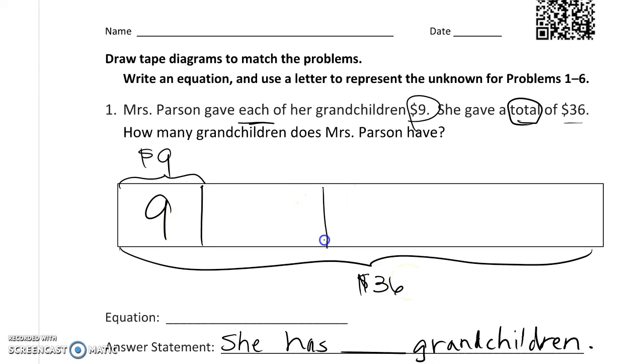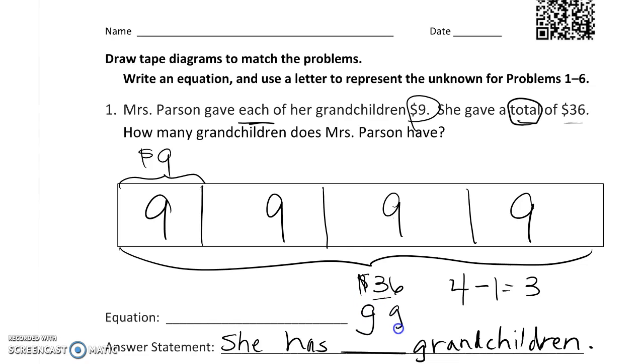So let's put another 9 in there. 9 and 9 is 18. And if I use what I remember from lesson 13, this tells me that I can take something minus 1 to equal 3. Well, what is that? That's going to be 4. So that tells me I'm going to need 4 groups of 9 to get 36. This is 9, 18, 27, 36. So we had an unknown for, we'll call it G grandchildren. That was our unknown.